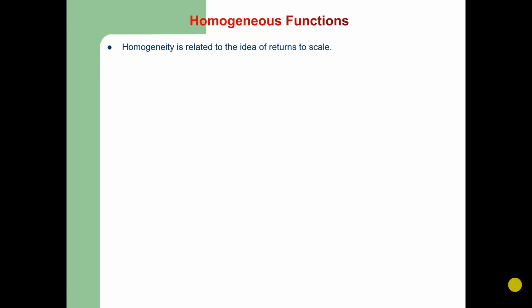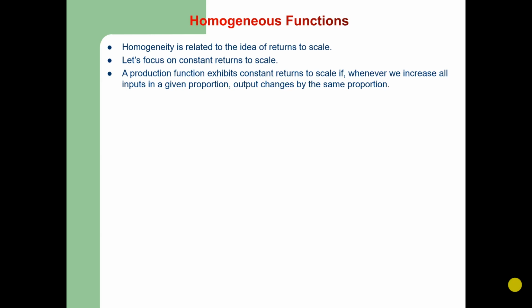Homogeneity is related to the idea of returns to scale. Let's focus on constant returns to scale. A production function exhibits constant returns to scale if whenever we increase all inputs in a given proportion, output changes by the same proportion.